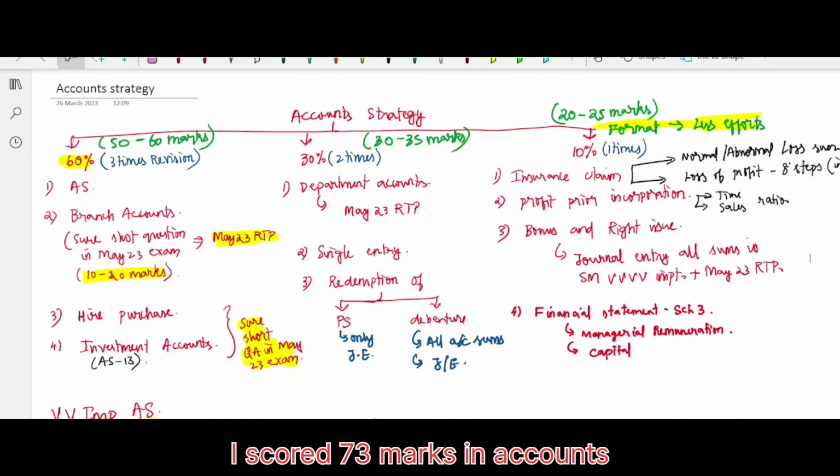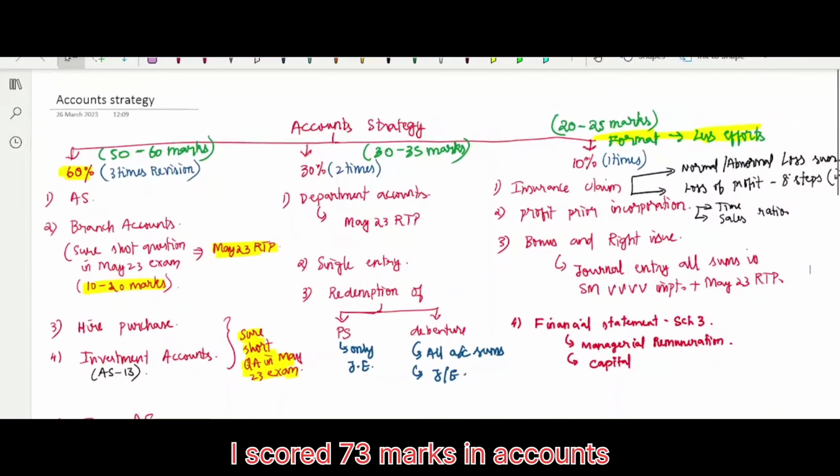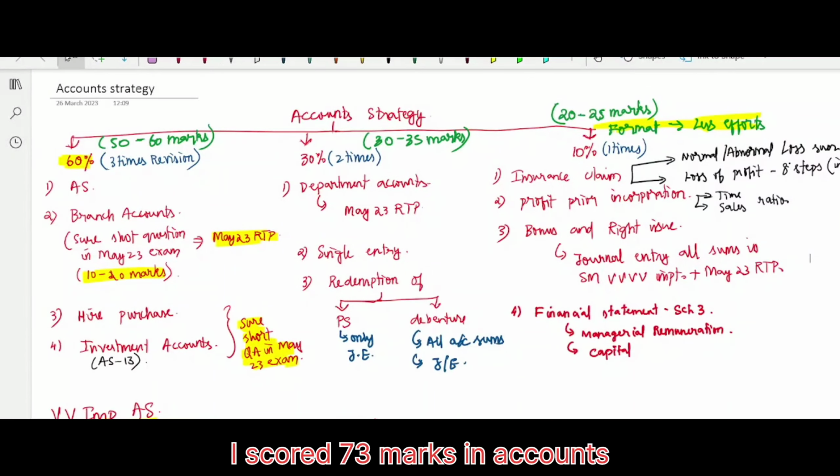Okay, redemption of debenture. Then comes accounting standards, which are very important and have high weightage. Okay, it nearly comes for 20 to 25 marks in the exam paper. So there are only a total of 7 accounting standards. Of those, 4 different accounting standards will be seen in the exam paper. So please go through that properly so that you perform well in your examination.